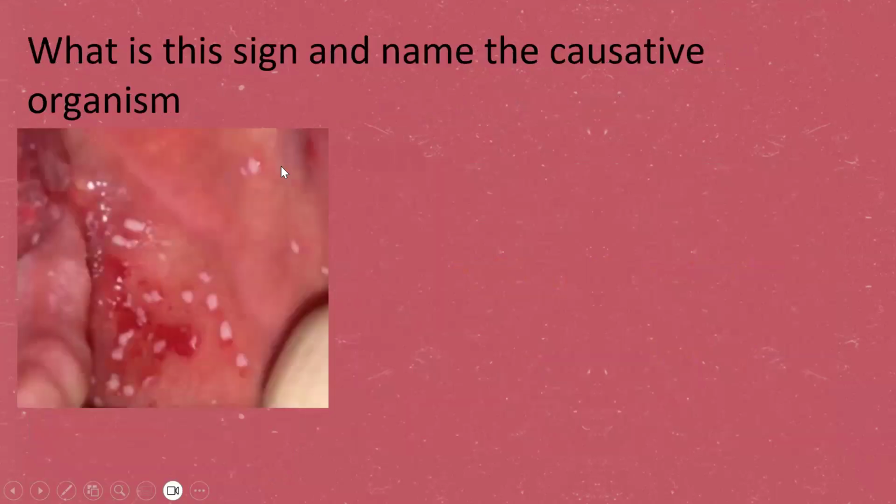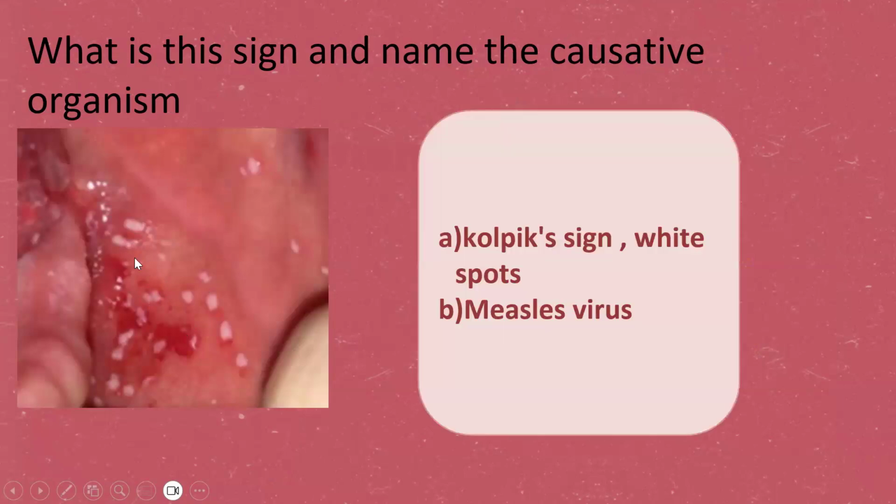What is the sign and name of the causative agent? Okay, these are the white spots of Koplik, Koplik spots of measles, so Koplik sign of measles.